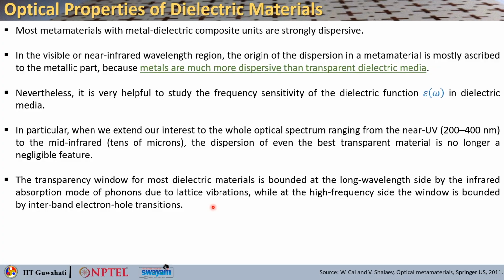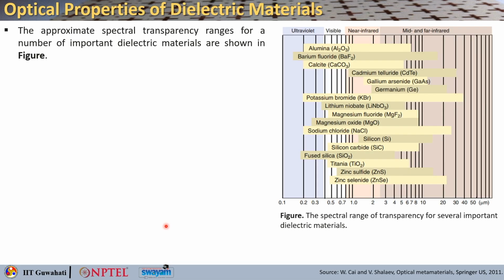The transparency window for most dielectric materials is bounded at the long wavelength side by the infrared absorption modes of the phonons due to the lattice vibrations, while the high frequency side is bounded by the interband electron hole transition. So, on one side you have low frequency, coming from the infrared absorption of the phonons, which mainly come from the lattice vibration. On the high frequency or short wavelength side, it is bounded by interband electron hole transitions, right.